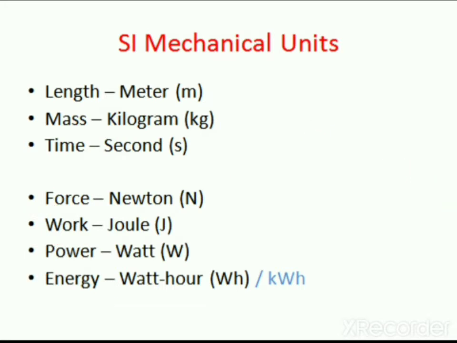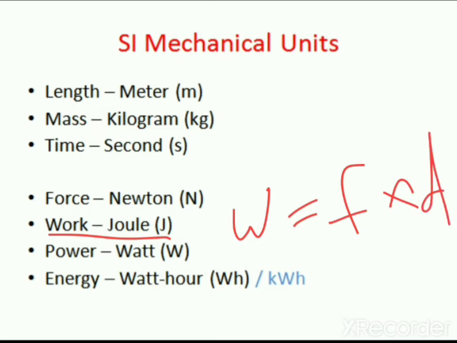Similarly, the next term is work. The work done in a moving body is the force exerted to overcome the body's resistance to bring it into motion, and mathematically it is expressed as the product of force and the distance through which the body moves in the direction of force. The SI unit of work is joule, and it is denoted by J.